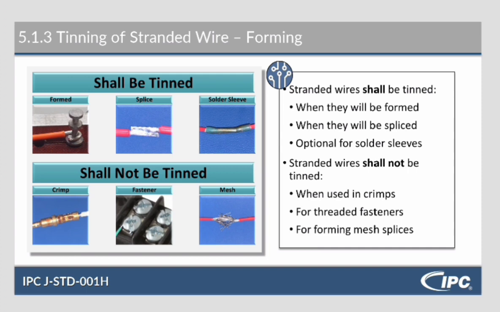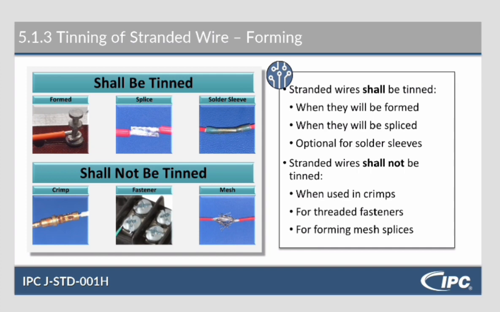Okay. Tinning of stranded wire forming. Stranded wires shall be tinned when they will be formed or spliced, with the exception of mesh splices. If they are put into a solder sleeve, that is optional. Typically, whenever you're using a preformed solder sleeve that's been assembled at a manufacturer, they're already tinned on the inside. Stranded wire shall not be tinned when used in crimps, threaded fasteners, or for forming mesh splices.